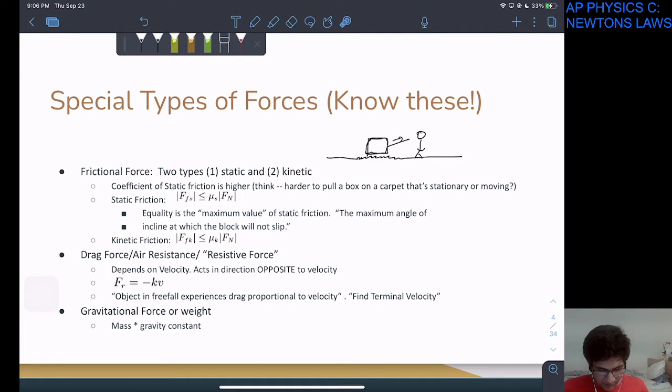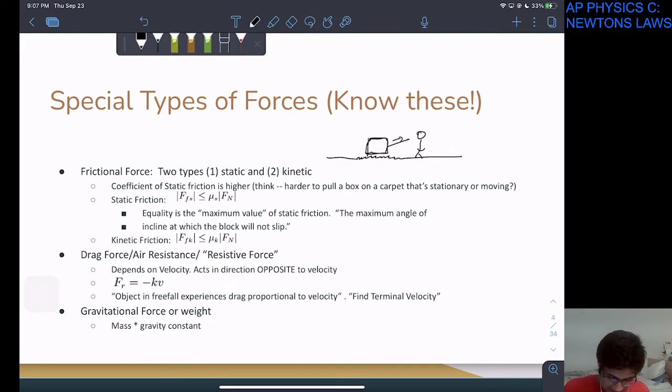Okay, another type of force is drag force, air resistance, resistive force. Drag force and air resistance are the main terminology you'll hear, and this generally depends on velocity. If you have a car moving really slowly, there's hardly any air resistance, but if you have a car moving really fast, there's more of a drag force, more air resistance. So it's dependent on velocity. It also acts opposite to the direction of velocity.